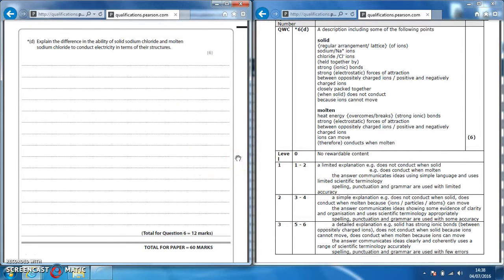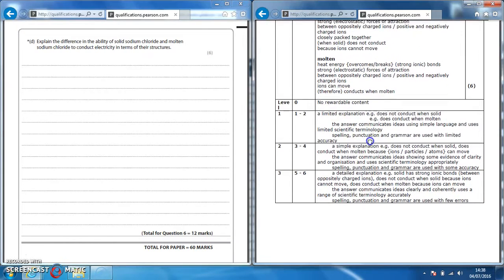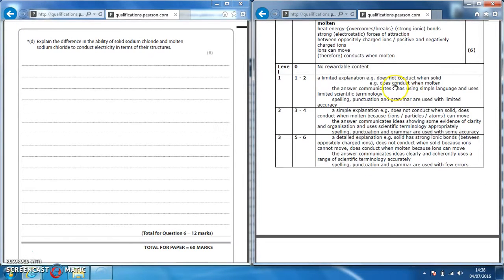Right, second part of it, why does it conduct when it's a liquid? When you melt it, or when you dissolve it, those ions that were held in place as a solid don't have those bonds anymore, so they're able to move. So we've got charge, yes, tick, good, and we're able to move, excellent, which means that they can conduct electricity. So again, we're looking over on the right here, we're looking at heat energy, overcoming those strong ionic bonds, so the charged ions can move.